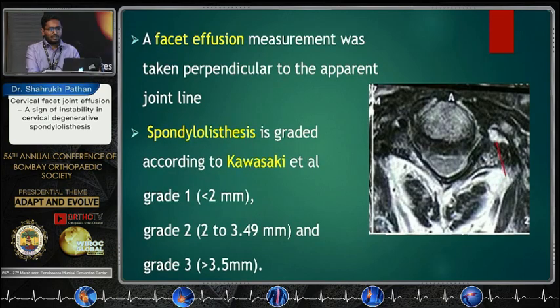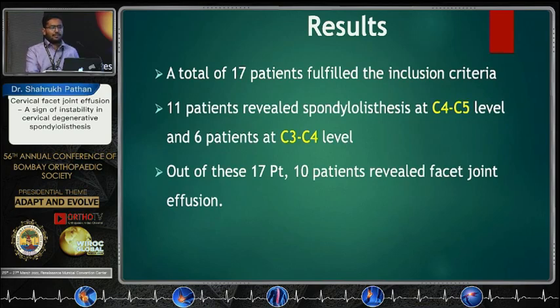Coming to the measurement part, facet effusion was measured perpendicular to the apparent joint line, and spondylolisthesis was graded according to Kawasaki in 3 grades: less than 2 mm, 2 to 3.5 mm, and more than 3.5 mm. A total of 17 patients were included. Out of that, 11 patients revealed listhesis at the C4-5 level and 6 patients at the C3-4 level.